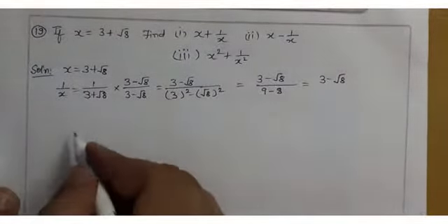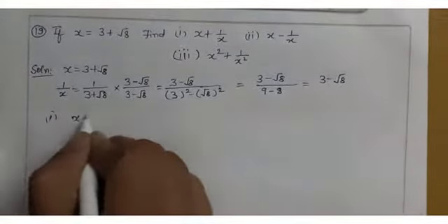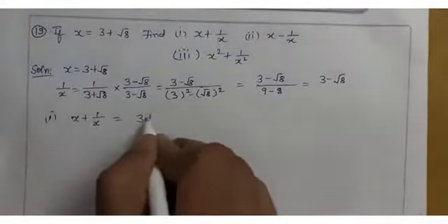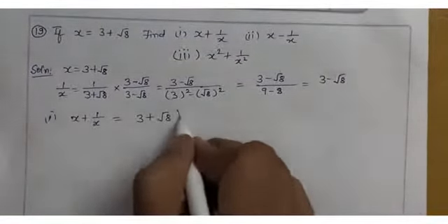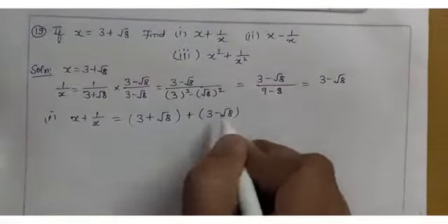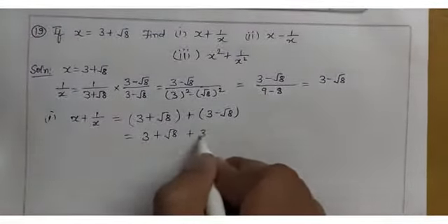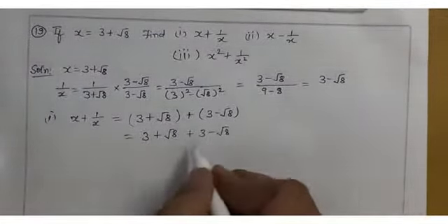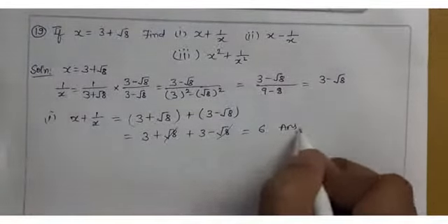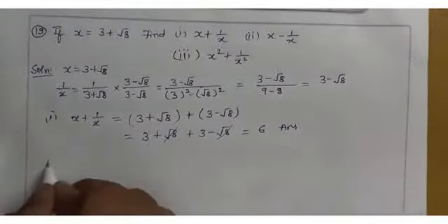Then you have to find the first part. This is x plus 1 upon x. What is x? 3 plus root 8, plus 3 minus root 8. I am removing the brackets. Root 8 and minus root 8 cancel. 3 plus 3 is equal to 6. This is your first answer. Now come to answer number 2.